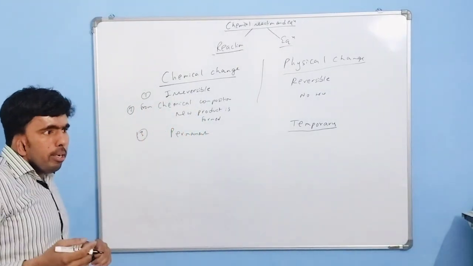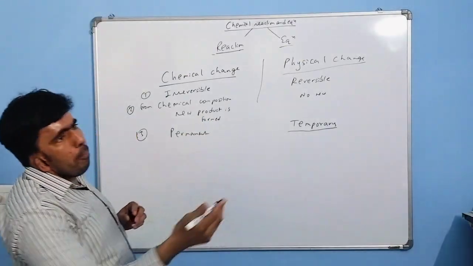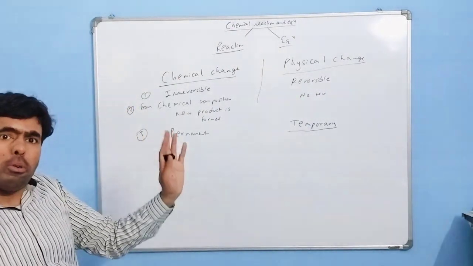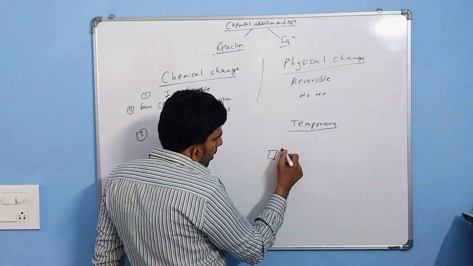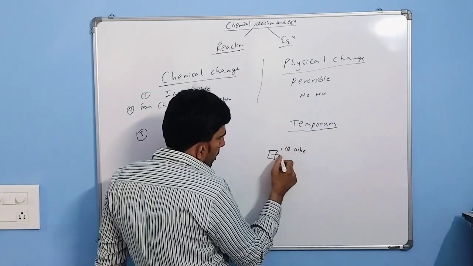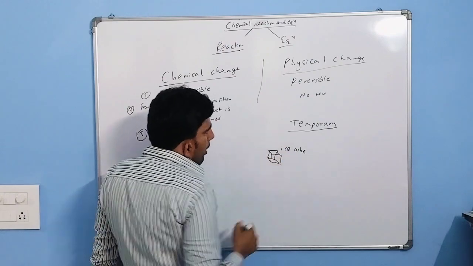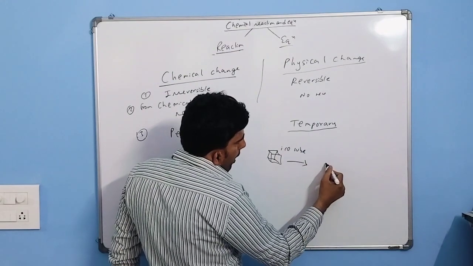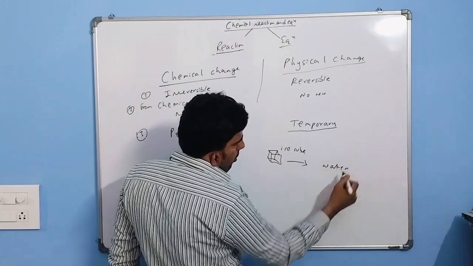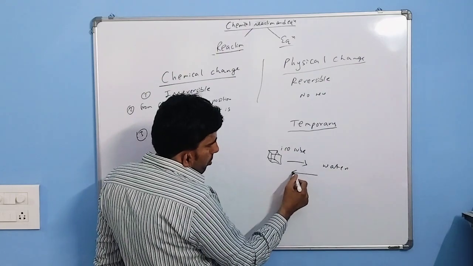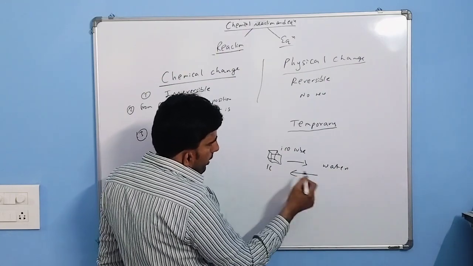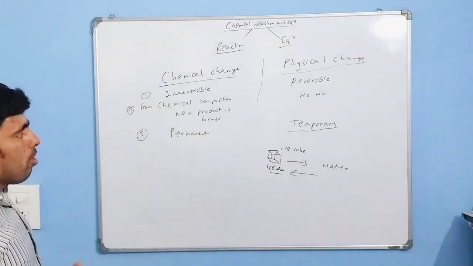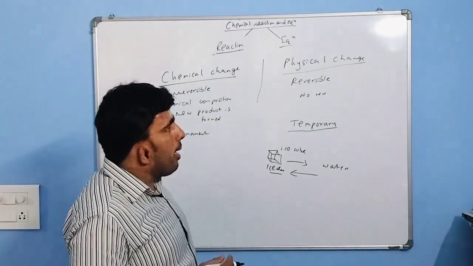For example, boiling. Physical means physical appearance, color, size, shape, their changes, like from one state to another. If I take an ice cube, let's draw this. This is an ice cube. If I heat it, its temperature changes and it forms water. But it is reversible also, I can convert it back into ice. So like boiling, lots of things are there, and we can identify them.